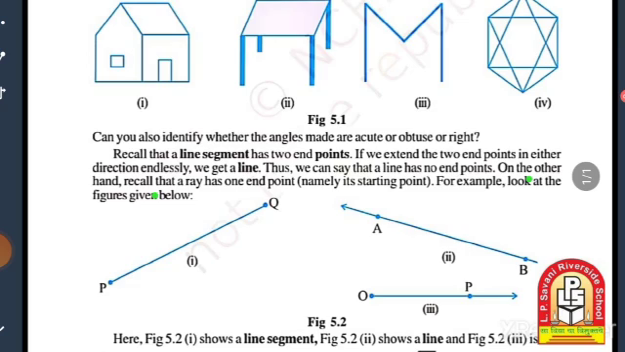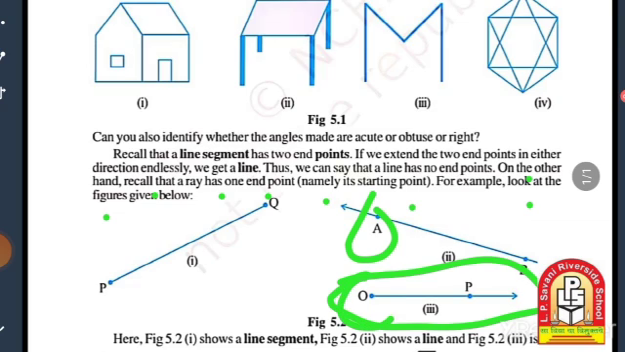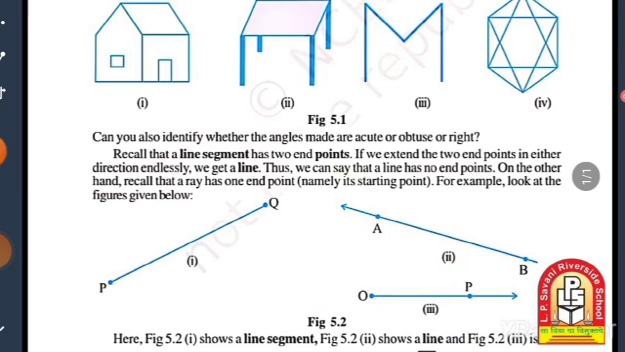On the other hand, recall that a ray has one endpoint, namely its starting point. For example, look at the figure below. This is the ray. A ray has one starting point, that is the origin, and it has no endpoint on one side, and one end is fixed. So in this way there are three differences between the line segment, the line and the ray. These are the three different kinds of lines.